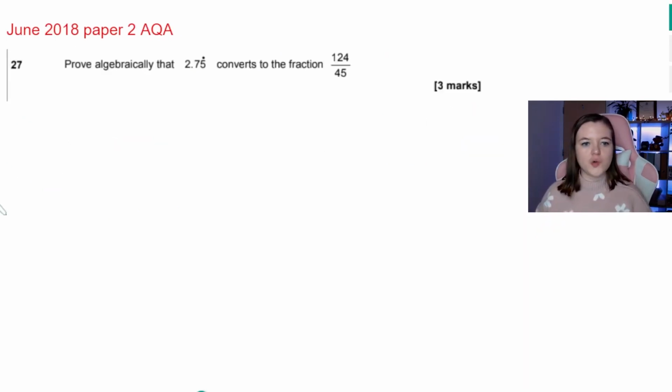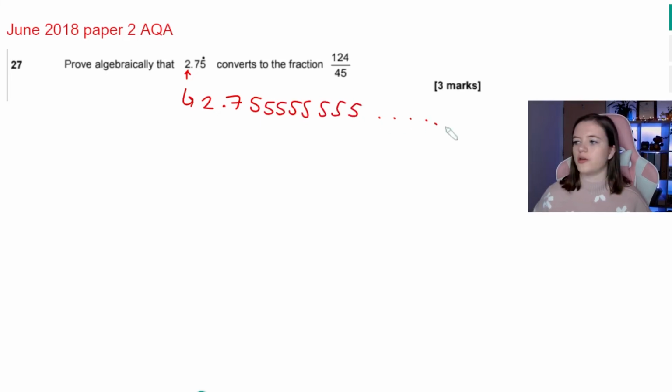So here we've got June 2018, paper 2 from AQA. So pause it, have a go, see how you do. So question 27, prove algebraically that 2.75 recurring converts to the fraction 124 over 45. We haven't had one where there's a number before the recurring part yet, but the method does not change. So let's make a start then. That is going to be 2.7 and then with a million fives, fives just continuing on.